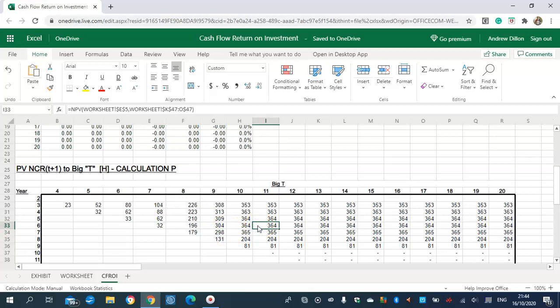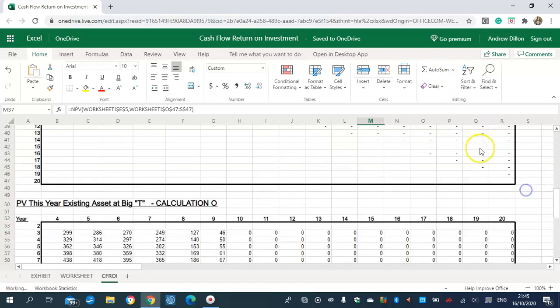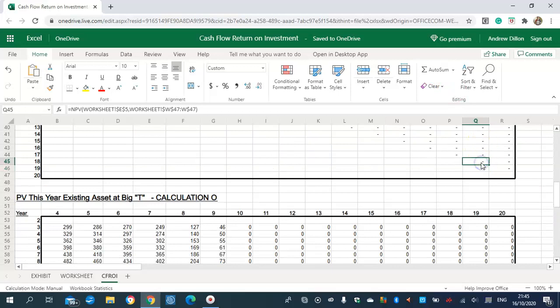Very much the same sum table, except at the very end the dollar sign letters change, because I was down below. Yeah, it goes in alphabetical order. Here is the present value of this year's existing asset with a big T.